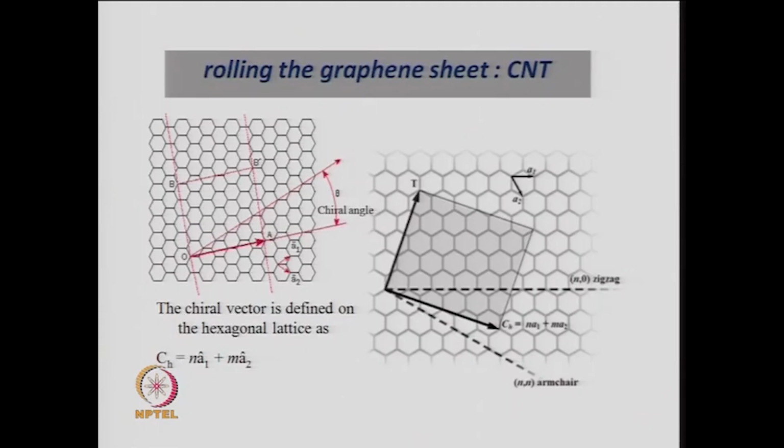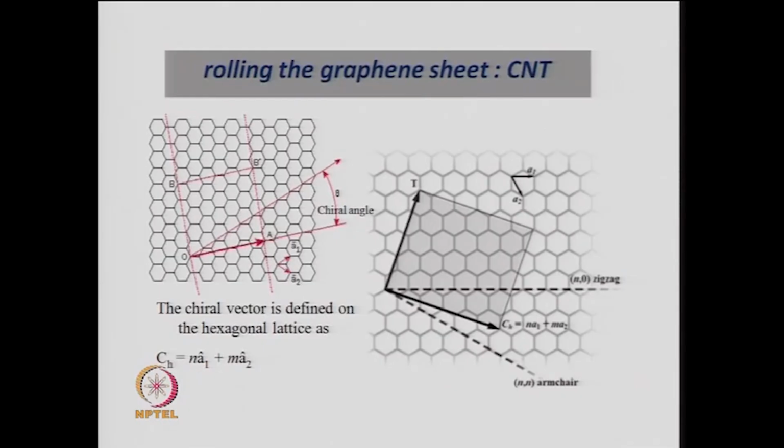If you take only one layer of graphite, which has only carbon hexagons like shown here, then that is called a graphene sheet. Now, assume that this graphene sheet is like a piece of paper and you roll it, then you will get a cylinder, and that cylinder will be called a carbon nanotube.